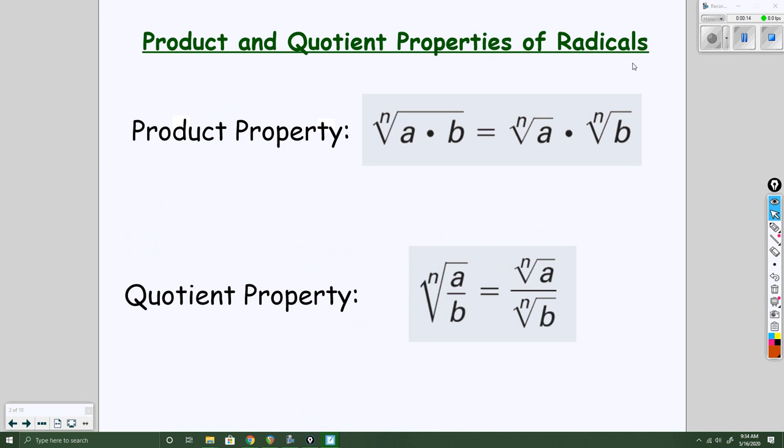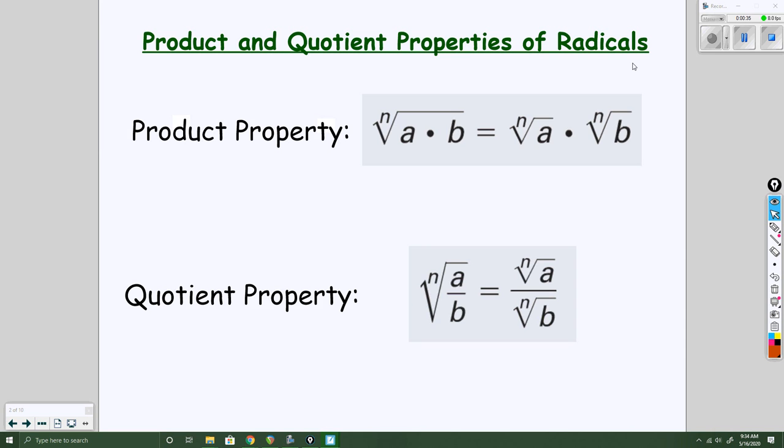So first we have the product and quotient property to simplify radicals. The product property states that the nth root of a times b just equals the nth root of a times the nth root of b. And the quotient property states that the nth root of a over b equals the nth root of a over the nth root of b. We use these properties to simplify our radicals.